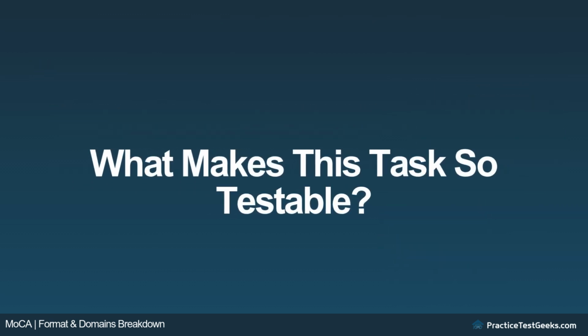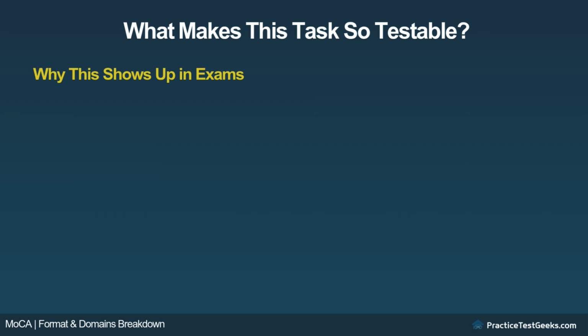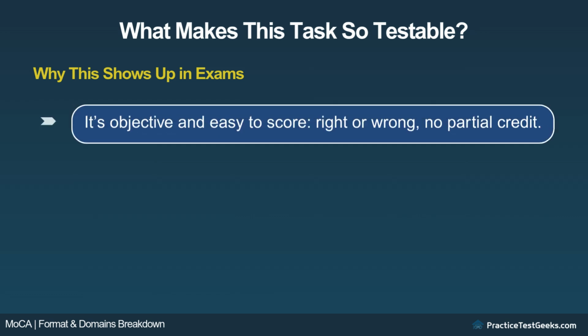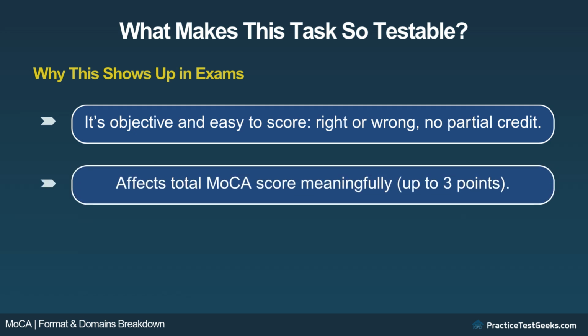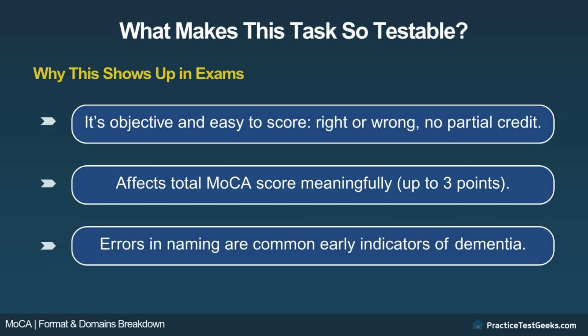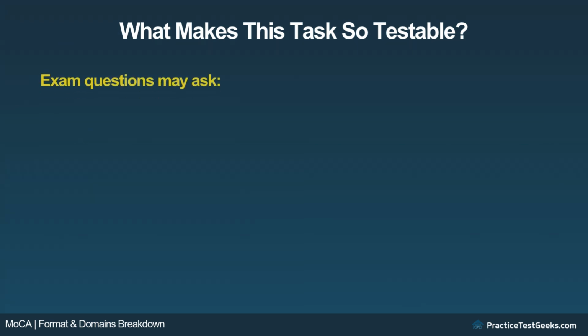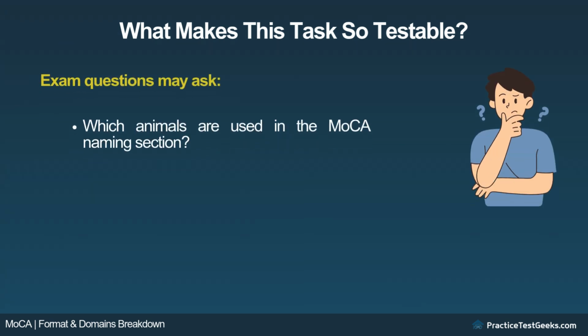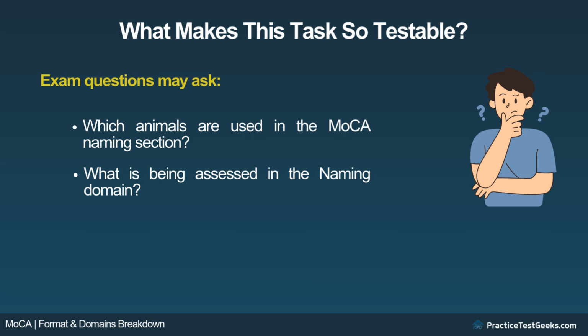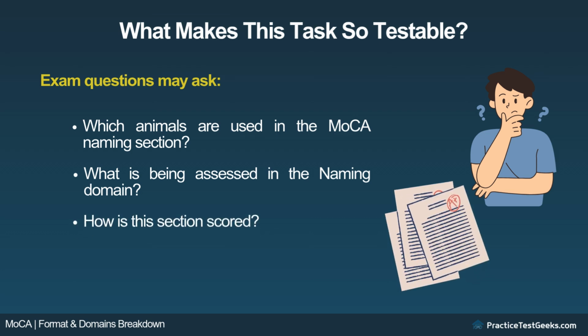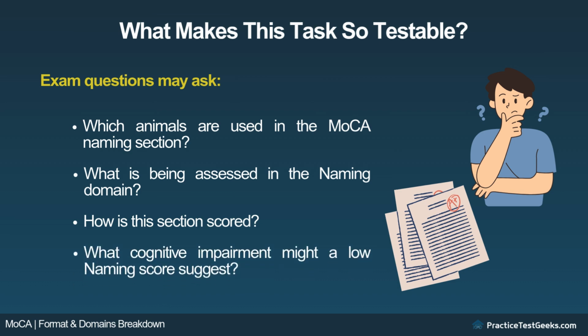What makes this task so testable? Why this shows up in exams? It's objective and easy to score. Right or wrong, no partial credit. Affects total MoCA score meaningfully, up to 3 points. Errors in naming are common early indicators of dementia. Exam questions may ask, which animals are used in the MoCA naming section? What is being assessed in the naming domain? How is this section scored? What cognitive impairment might a low naming score suggest?